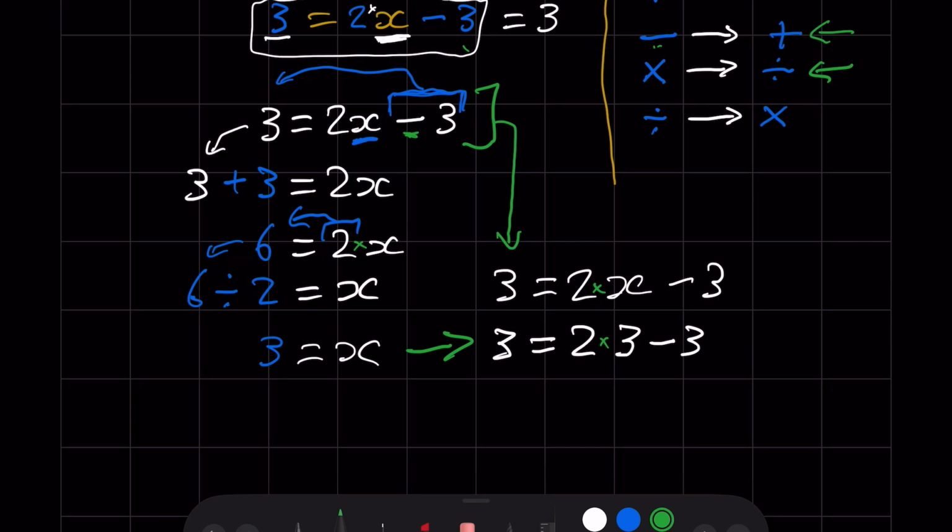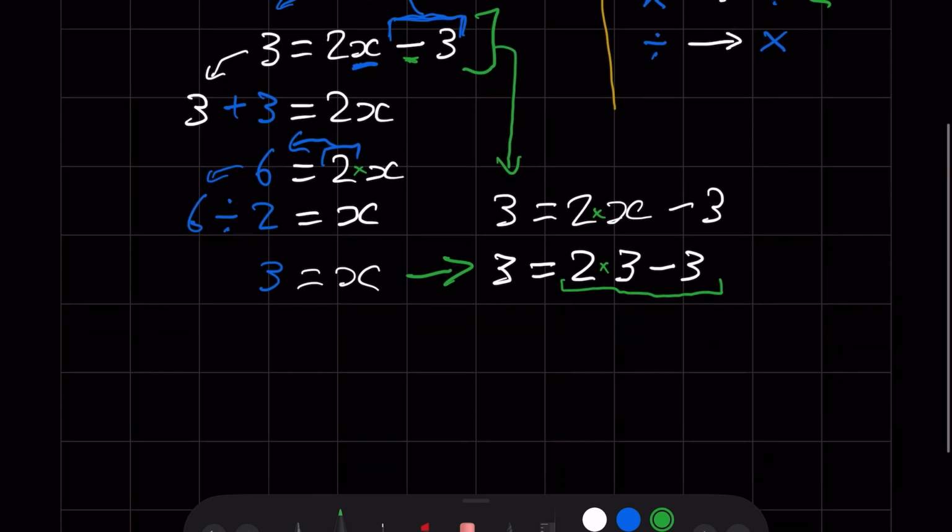Now just look at this bit for a second and see if we can work this out. 2 times 3. What is 2 times 3? Well, 2 times 3 is 6, minus 3. I'm bringing that minus 3 down. What is 6 minus 3? 6 minus 3 is 3.